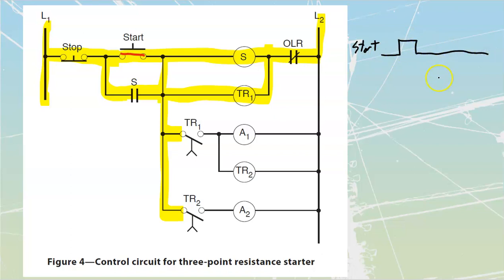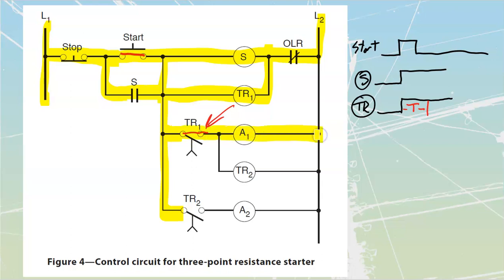As soon as we press that button, it is going to power my S coil, as well as power my TR coil. And the TR coil is then going to start its timing. So we've gotten this far here. TR starts its timing. It's got an on-delay set of contacts associated with it. And when TR finishes its timing, it is going to fire this one over here. And when that one fires, at the end of the time, it is going to fire my A1 coil and start up my TR2.